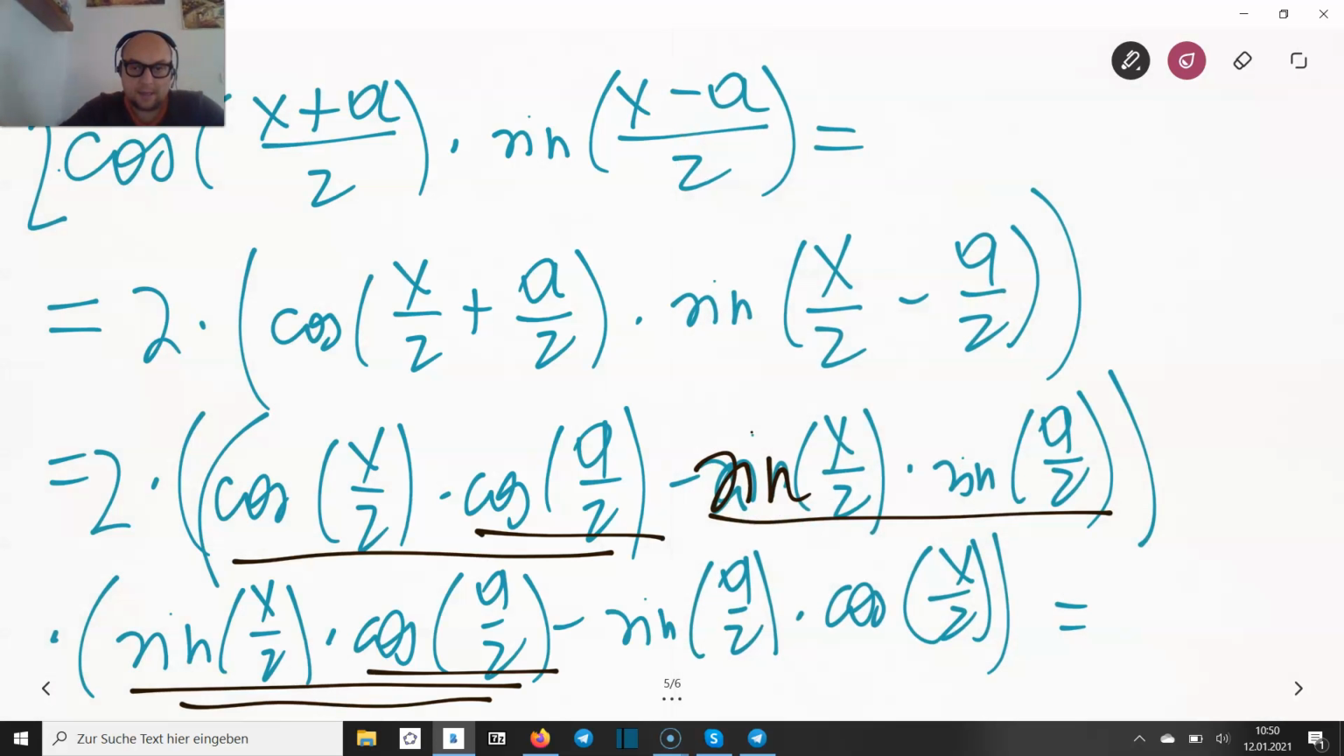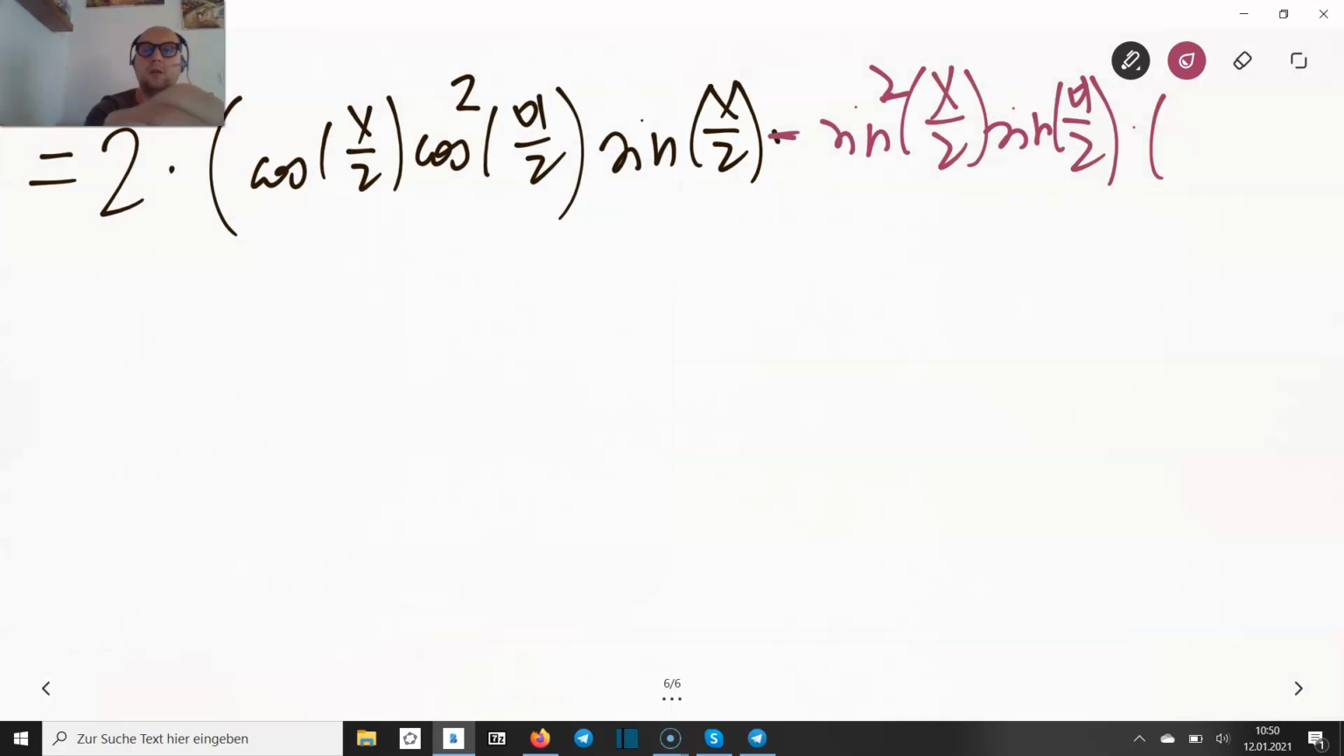Okay, and we have cosine of a divided by 2 as well. Cosine of a divided by 2. This is the second multiplication.